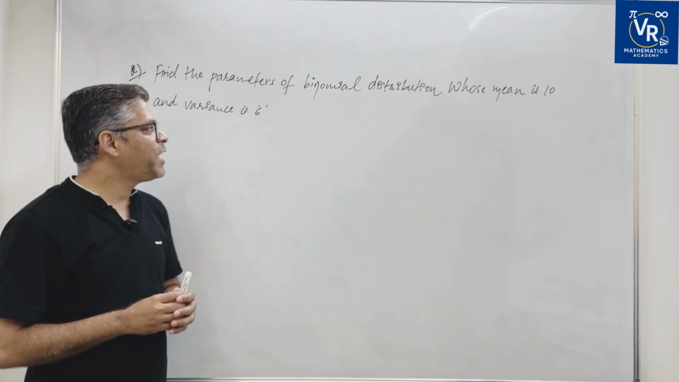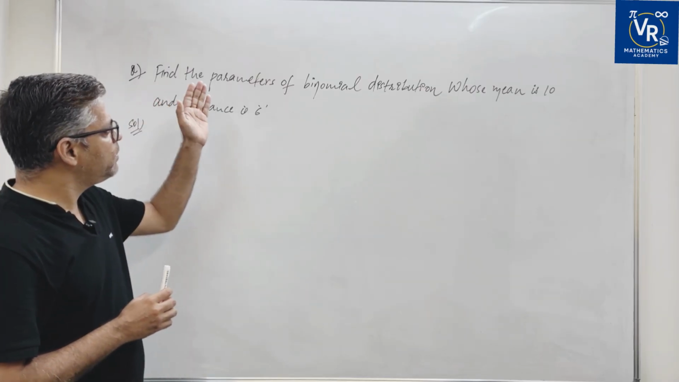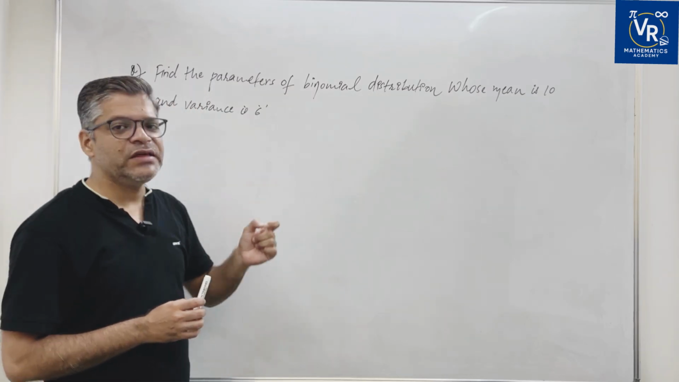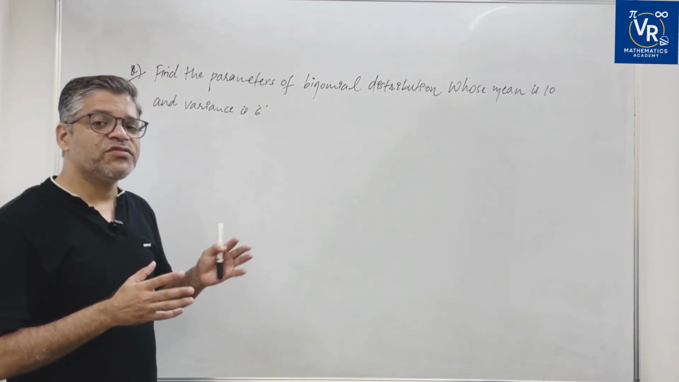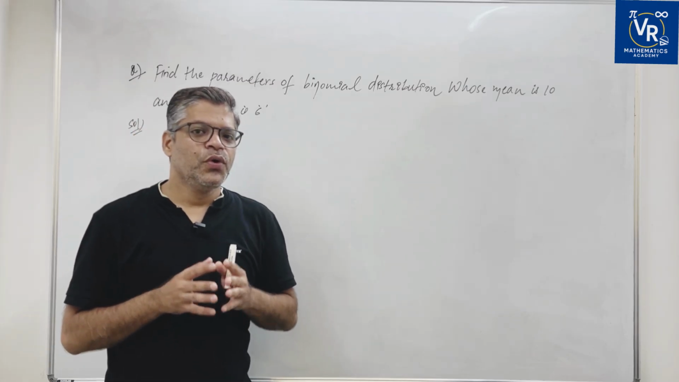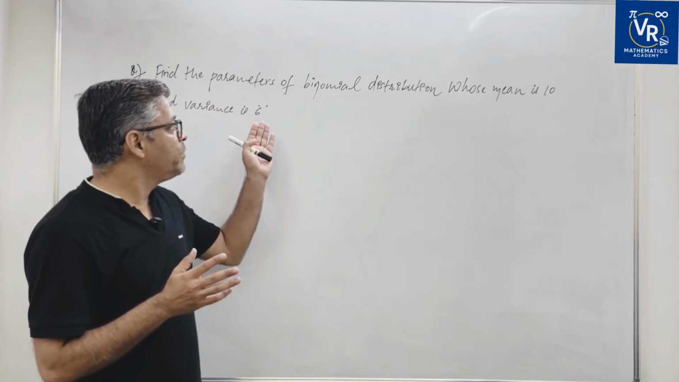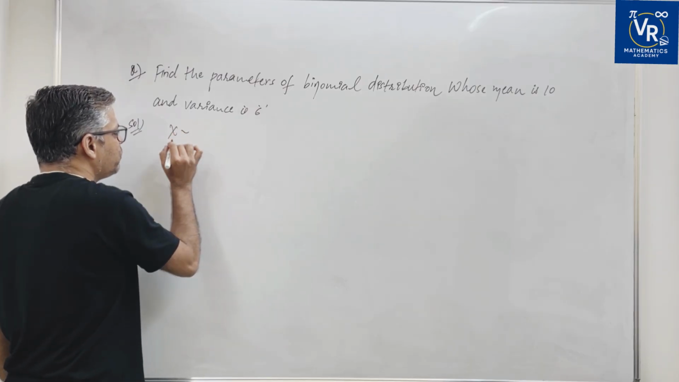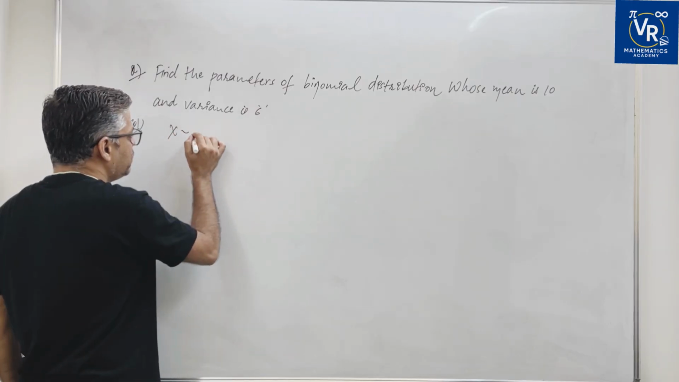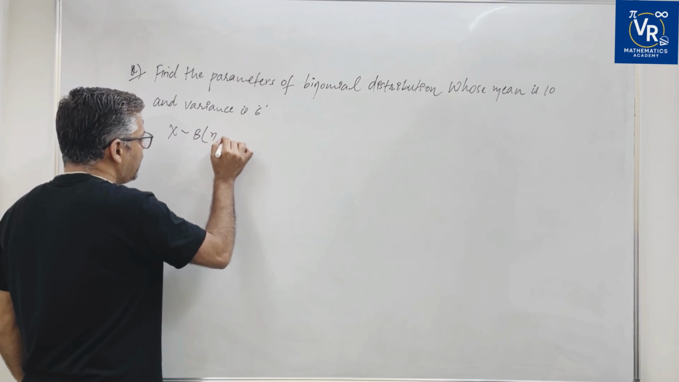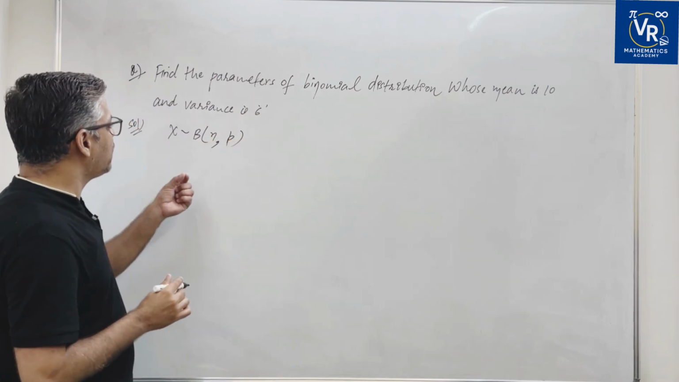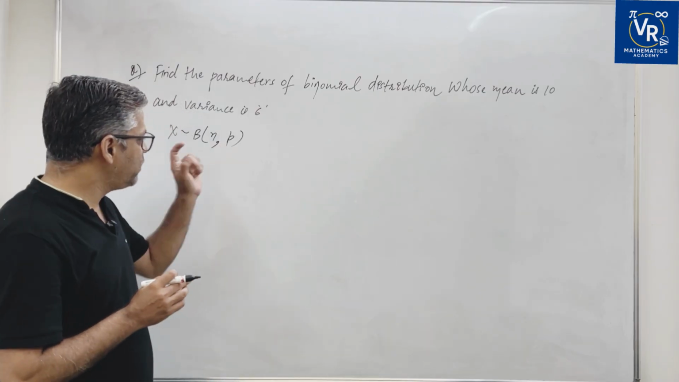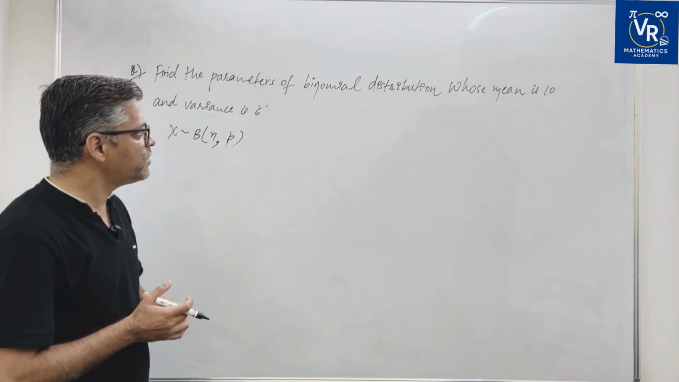In the third question of binomial distribution, we have to find the parameters of binomial distribution whose mean is 10 and variance is 6. So in this question, firstly, we should know what is meant by the parameters of binomial distribution. We already studied that if x denotes the binomial variate, then x follows B(n, p). So our target is to find the value of small n, that is the number of trials, and small p, that is the probability of success.